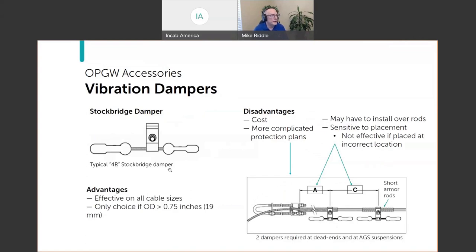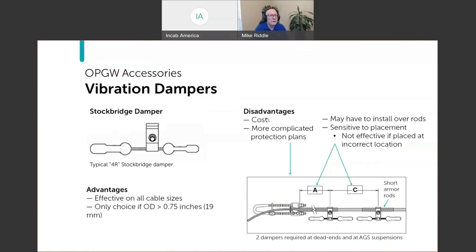But they do have one disadvantage, and that is that you can't use them if the cable OD is greater than 0.75 inches. Now, probably 99% of OPGWs are smaller than 0.75 inches, so it's not often a problem with OPGW, but it is something to be aware of. You can only use it up to 3/4 of an inch.